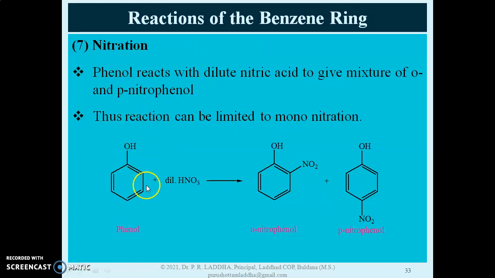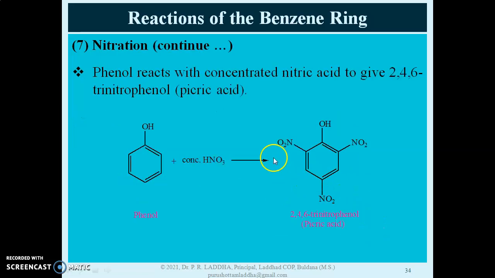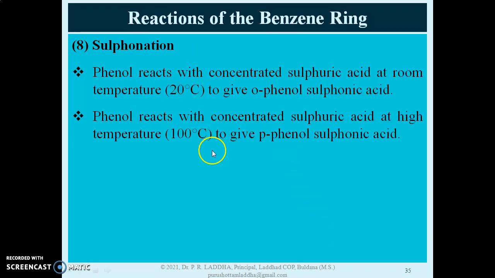Nitration: when phenol reacts with dilute nitric acid, that will give us a mixture of ortho-nitrophenol and para-nitrophenol. So here it is mono substitution with dilute nitric acid. But when it is treated with concentrated nitric acid, that will give us the poly substituted product, that is 2,4,6 trinitrophenol, which is also called picric acid.